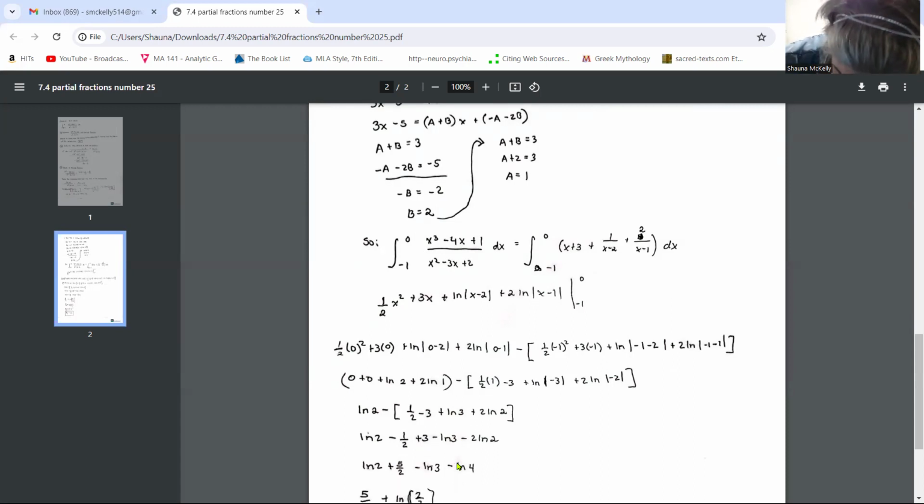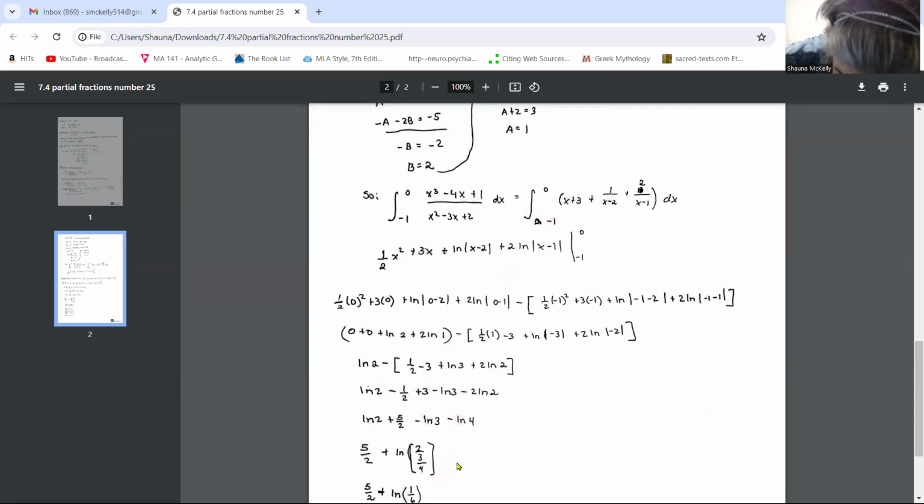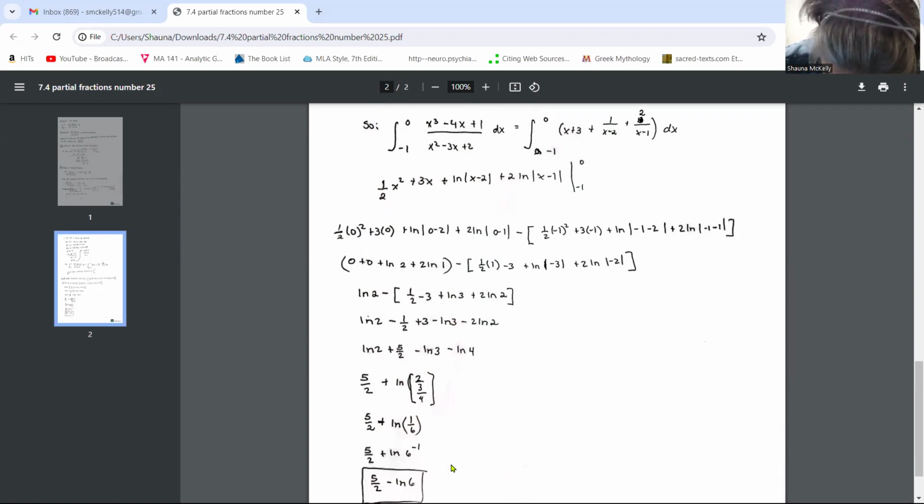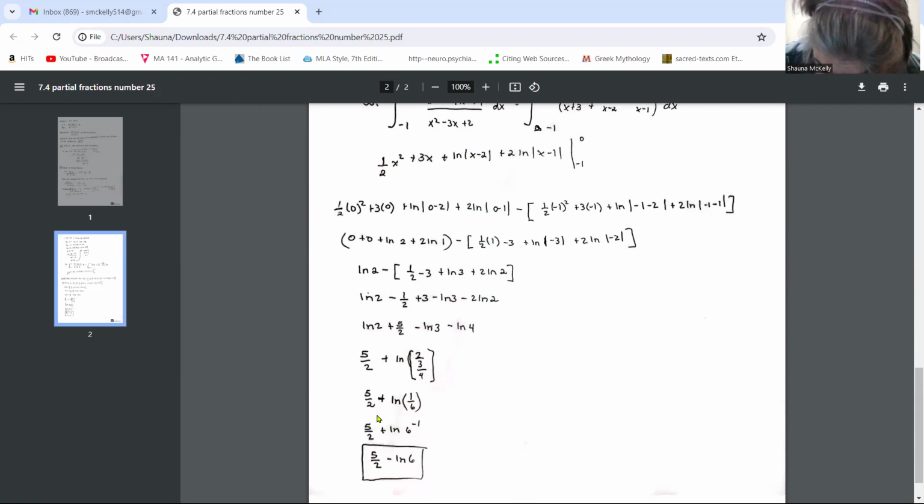And if you work that all out, because you've got a -1/2 and a 3, you're going to end up with 5/2 and the natural log of a few other things. This is my solution. For that, remember that when I'm subtracting logs, I'm dividing their arguments.